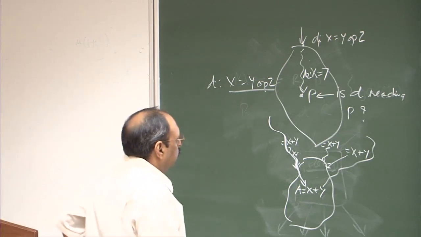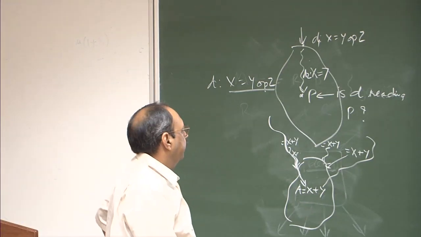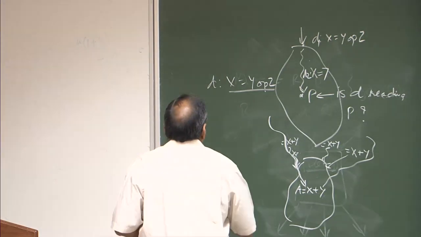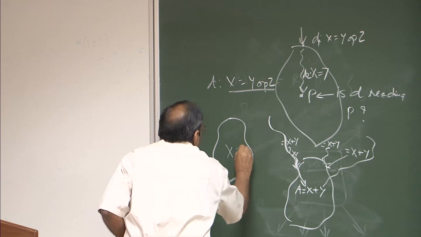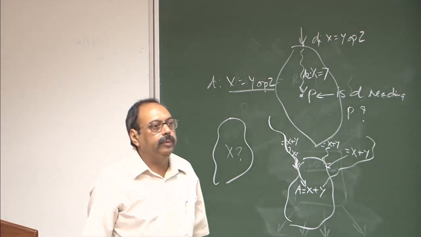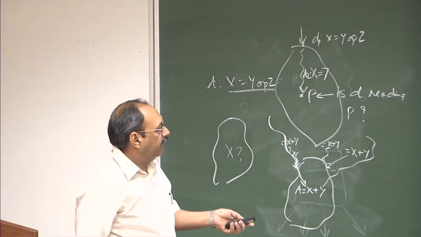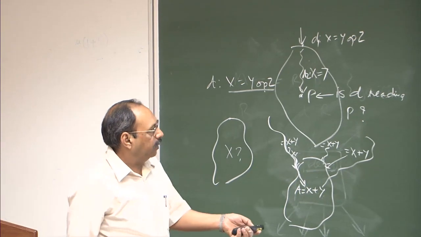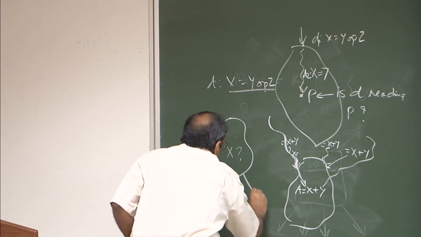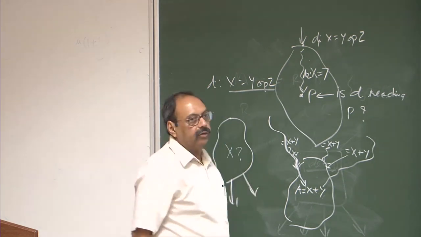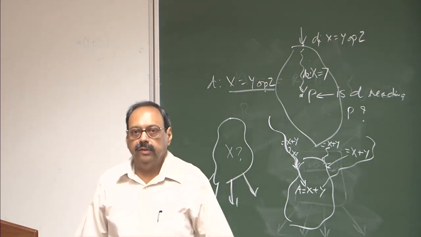Similarly, I can have something about live variables. I can say a variable is live at some point P. So if I have my control flow graph, and I want to say, is x live here at this point P? Then what will I say? If it can be used along some path. So suppose I have multiple paths going out here, and if it is used on one of the paths, then I know that this is surely live.